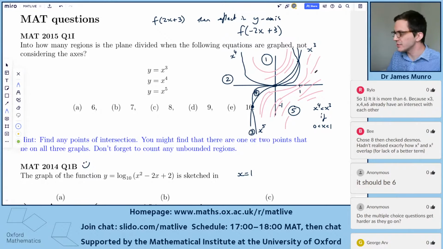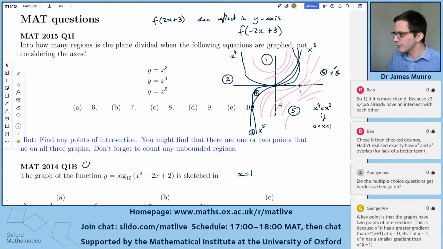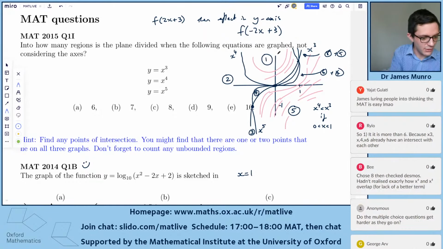So 6 and 7 in here, and then I've got 8 and 9 out here when x is bigger than 1. Cool. Yeah, so I lure people in by saying it's easy, and then I tell the story about how I set question 1B and it was too hard one year.